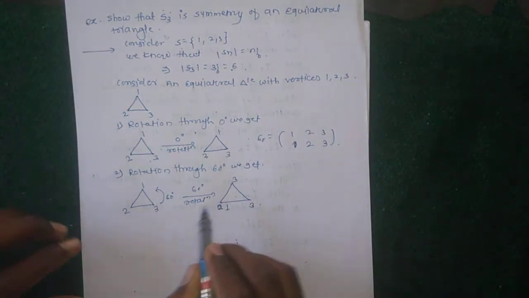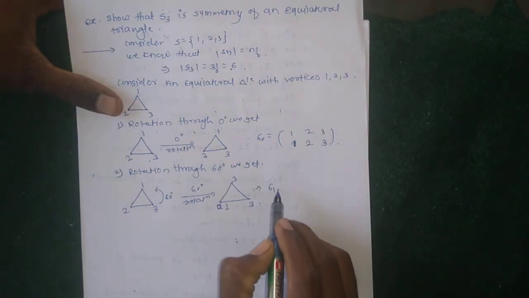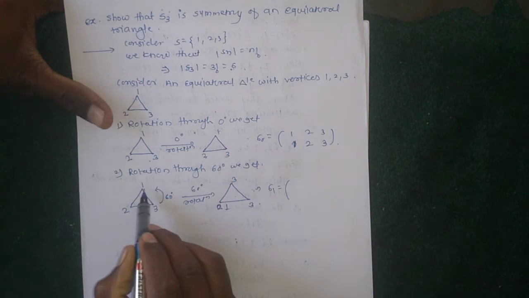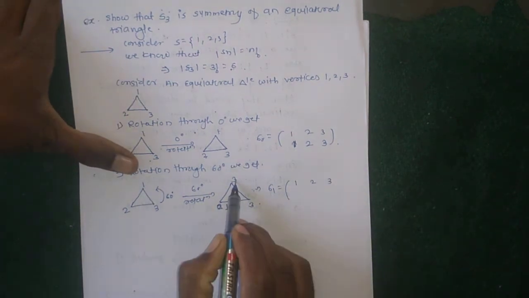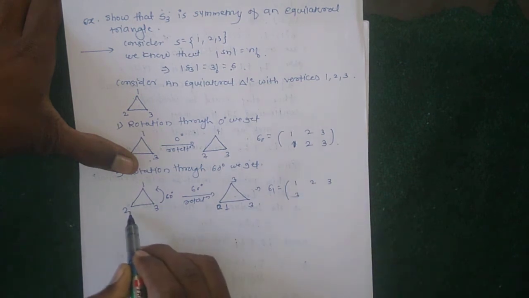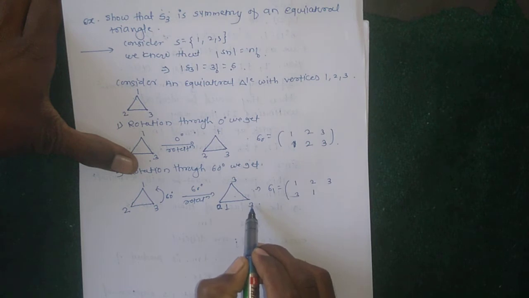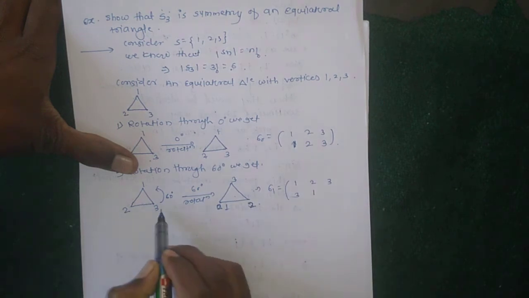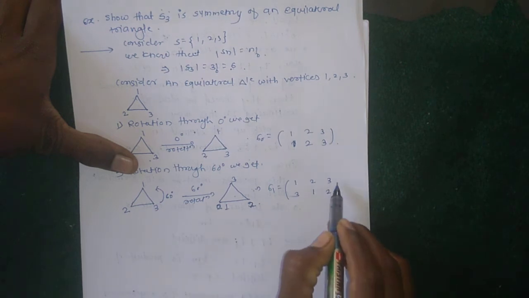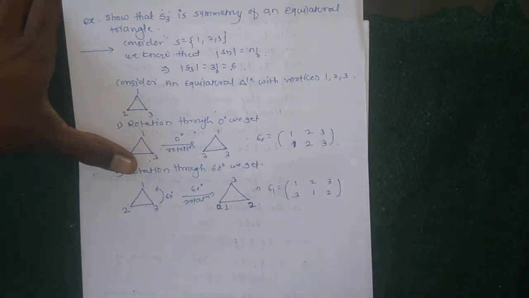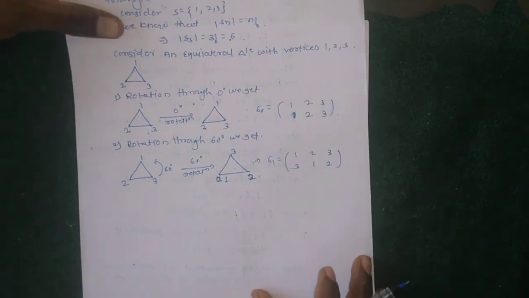Suppose here sigma 1 has values 1 2 3. Then 1 has value 3, 2 has value 1, and 3 has value 2. This means one permutation exists here.